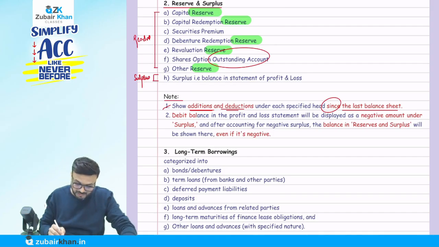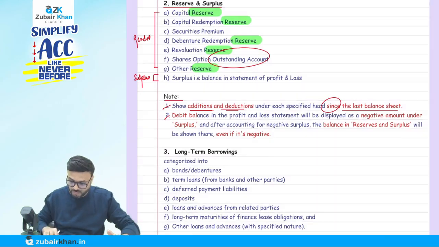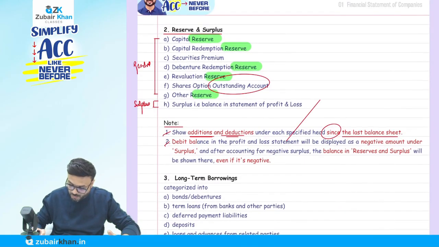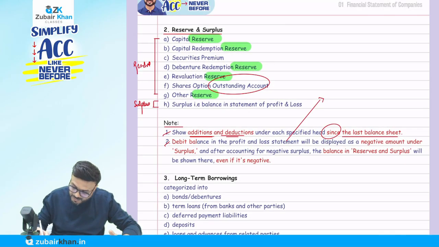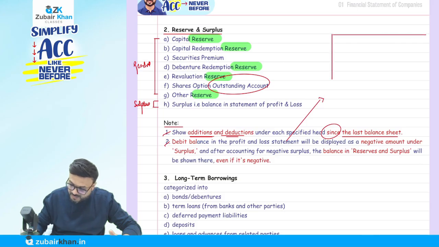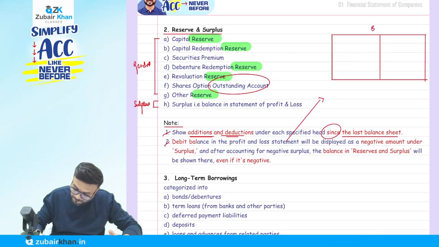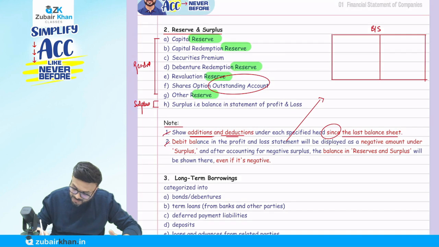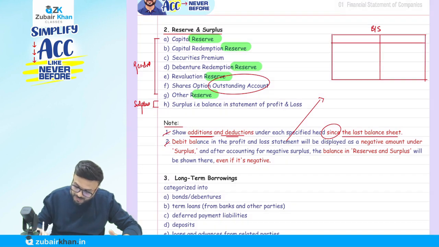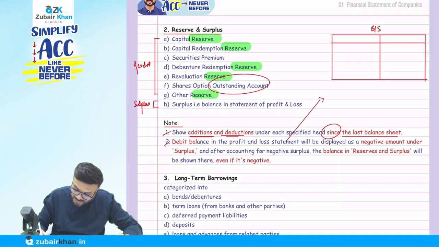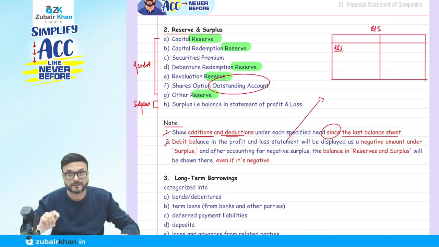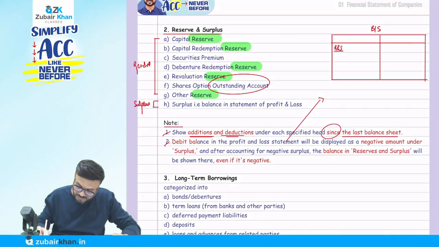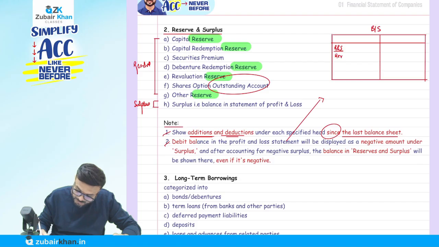Now this second point is very interesting. First you have to listen to me, then I will read the point. This is my balance sheet. I'm writing it in T form to make it simple for you. On the liability side, I write Reserve and Surplus. For example, here revaluation reserve, I have 5.